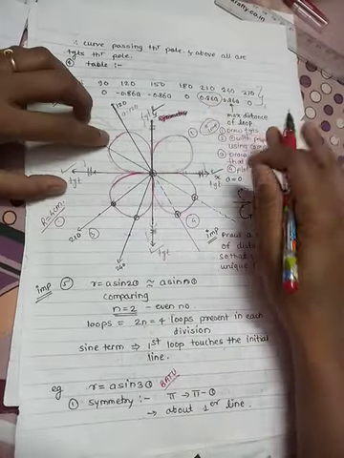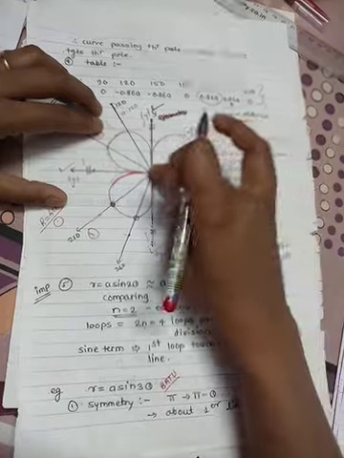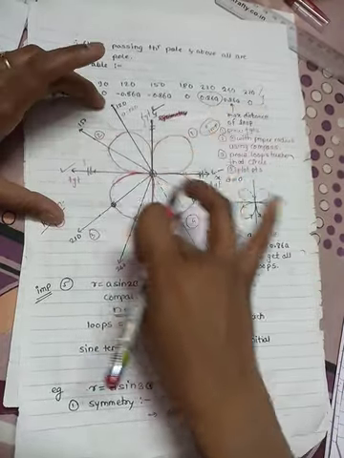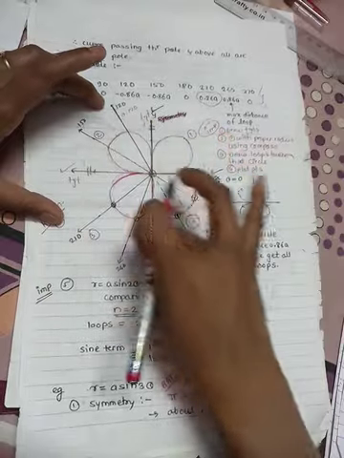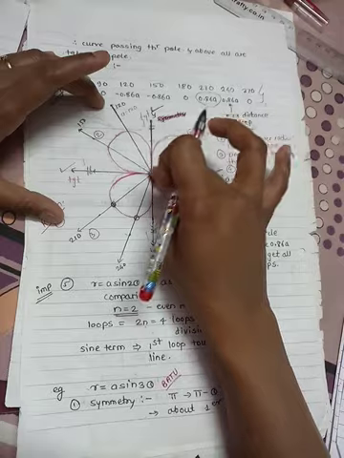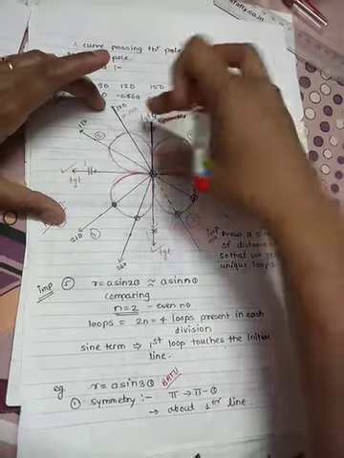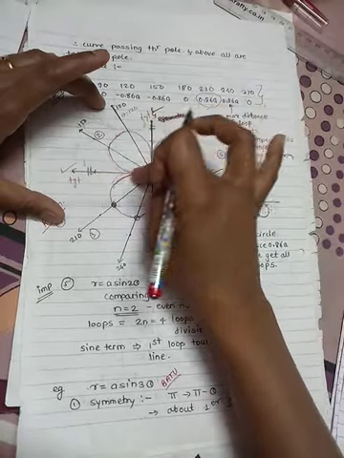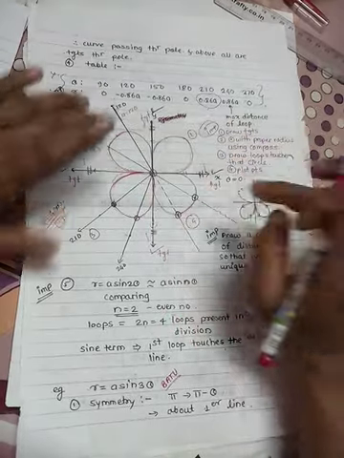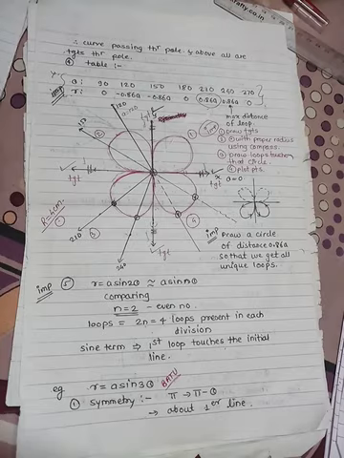So here, draw the tangents, then proper circle, and then loops. So first loop touches the positive x-axis, initial line. First loop in first division, second loop in second division, third loop in third division, fourth loop in fourth division. So this is your final curve.